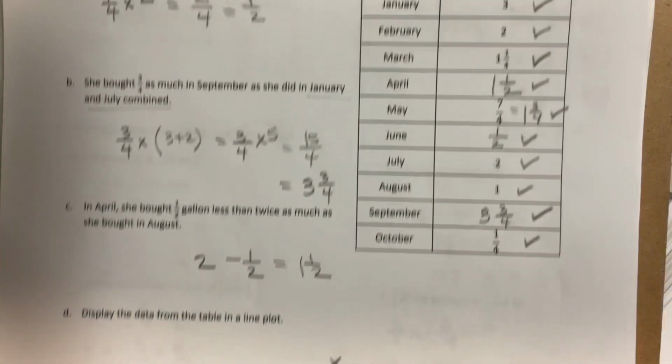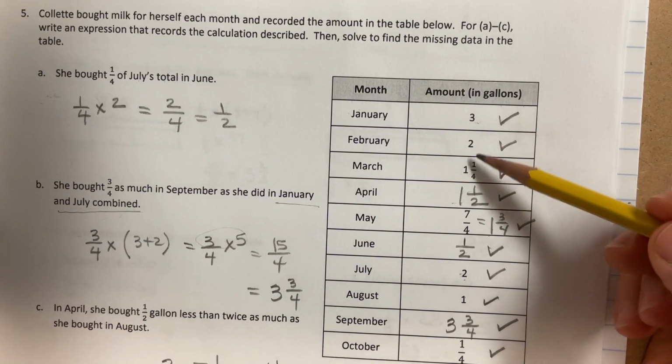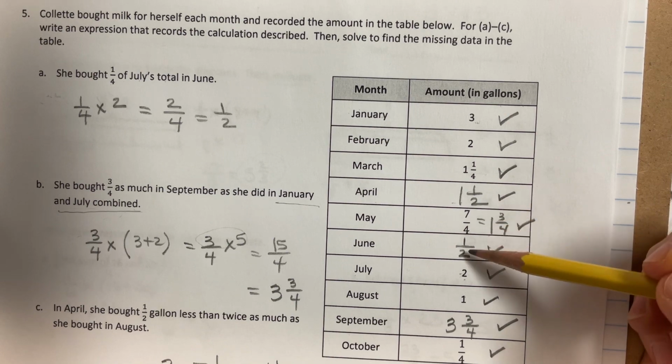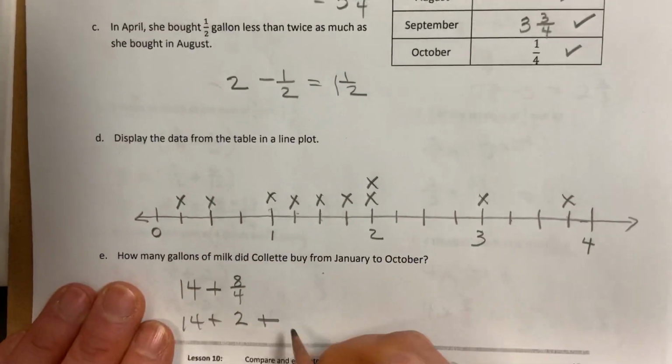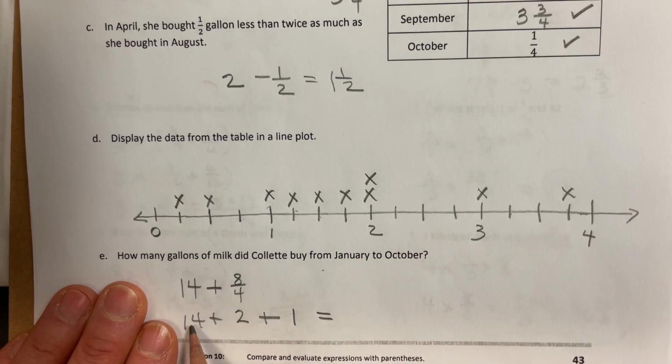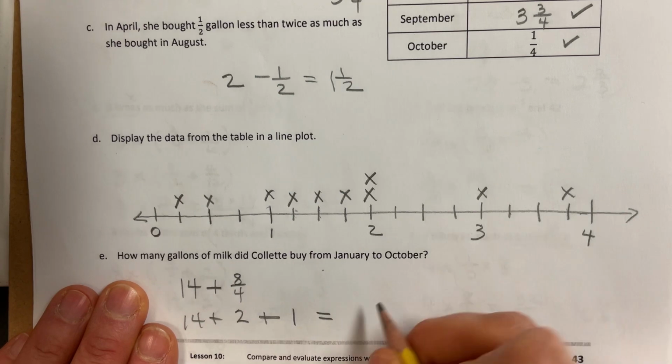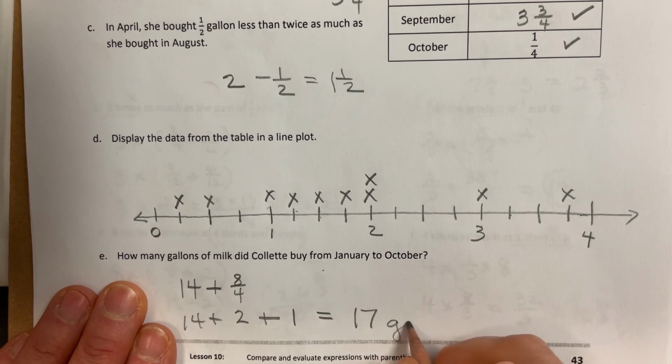Okay, and then I just had some halves. So let's go through 1/2, 1/2, which is a whole, and that's it. A half and a half is a whole. So if I add that up, 14, 15, 16, 17. So she bought 17 gallons of milk.